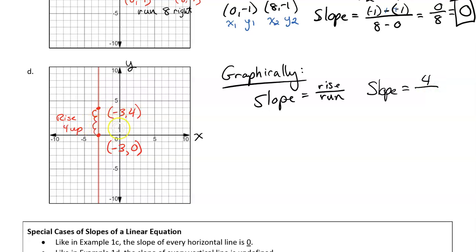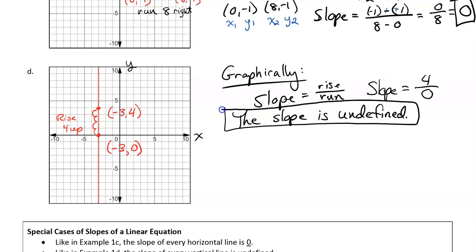And then do I have any run? Is there any left or right movement to get from this first point to the second point? Well, there's no run, right? The run is 0. And what did we say in our earlier section about dividing by 0? Can we ever divide by 0? We cannot, right? That's a big deal in math. We can never divide by 0. So in this case, we're going to say our slope is undefined. It's not possible. It's not a value that we can write down, right? It's this undefined, this unknown part.